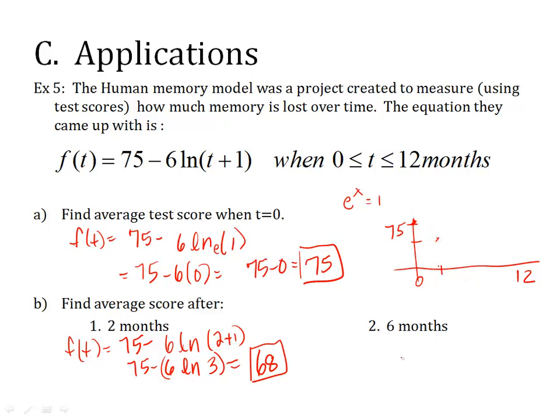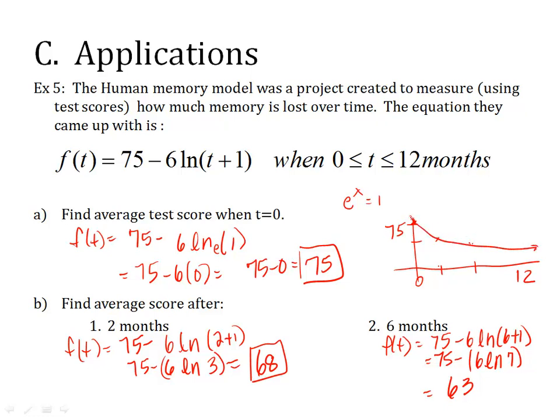Okay, at 6 months, let's do this for 6 months. 75 minus 6 natural logs, 6 plus 1. 75 minus 6 natural logs times of 7. Use that calculator, type that in carefully, and you will get a 63. So at 6 months, halfway down, we've just declined a little bit. So what's happening is you're getting a logarithmic curve looking like this. All right, so it's a real-life application of how we use natural logs in everyday life.